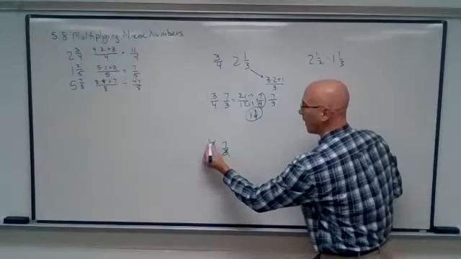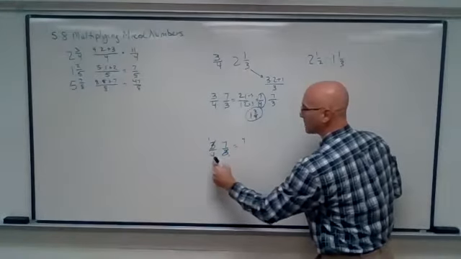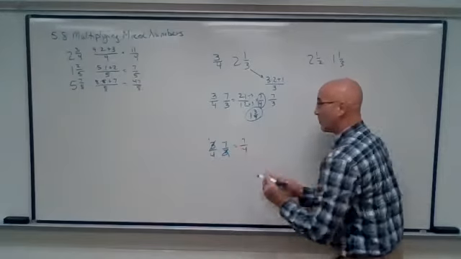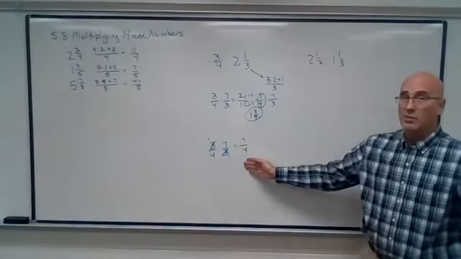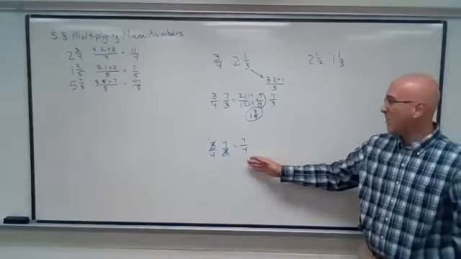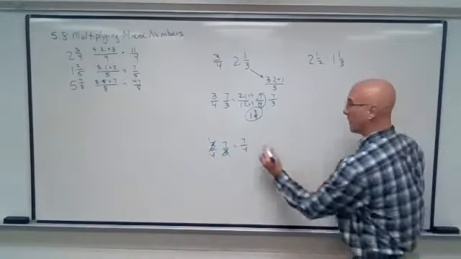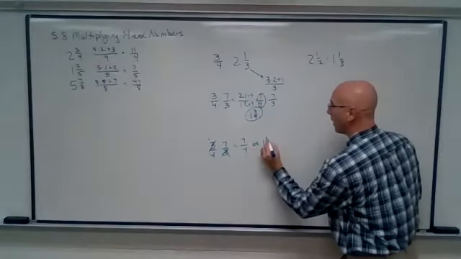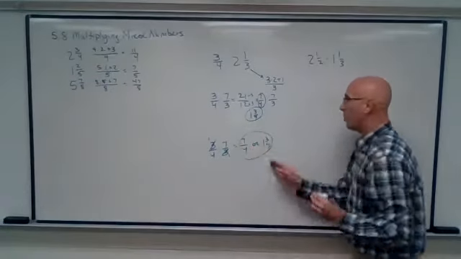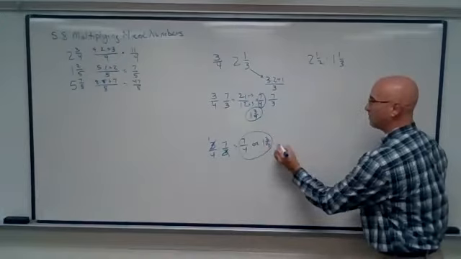Now we can just multiply 1 times 7 equals 7, and then 4 times 1 equals 4. For an improper fraction, this is in simplest form. But we can also say 1 3/4. So either one of those is appropriate.